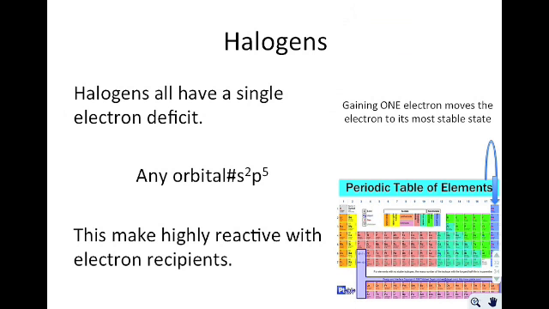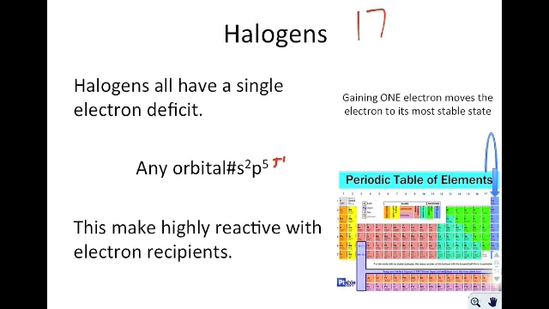Halogens are group 17. They have a single electron deficit. They're all any shell number, s2p5: 2s2, 2p5, 3s2, 3p5, 4s2, 4p5, and so on. This makes them highly reactive electron recipients, because if I were to add one more electron to it, it would complete the octet rule at that point. So they tend to receive electrons more than anything, and they tend to be highly reactive as well.